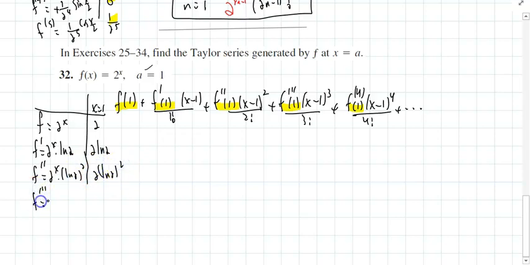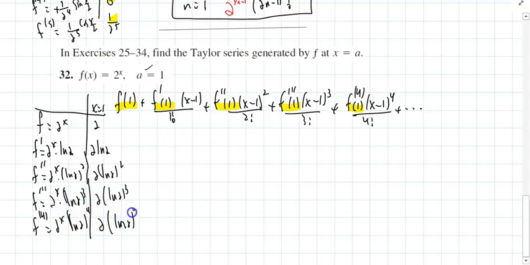The third derivative is 2 to the x times natural log of 2 cubed, evaluated at 1, that's twice natural log of 2 cubed, and maybe one more just for the heck of it. 2 to the x times natural log of 2 to the fourth. That would be 2 to the 1 times natural log of 2 to the fourth.